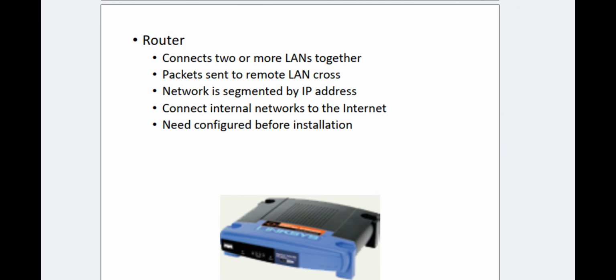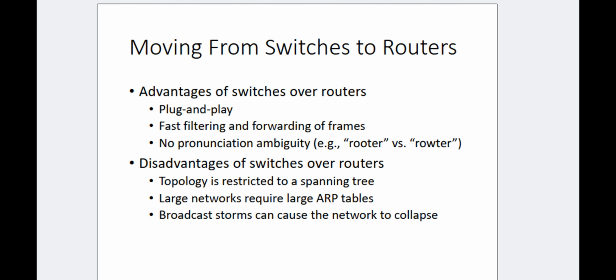Moving from switches to routers. Advantages of switches over routers: plug and play, and fast filtering and forwarding of frames. Disadvantages of switches over routers: topology is restricted to a spanning tree, large networks require large ARP tables, and broadcast storms can cause the network to collapse.